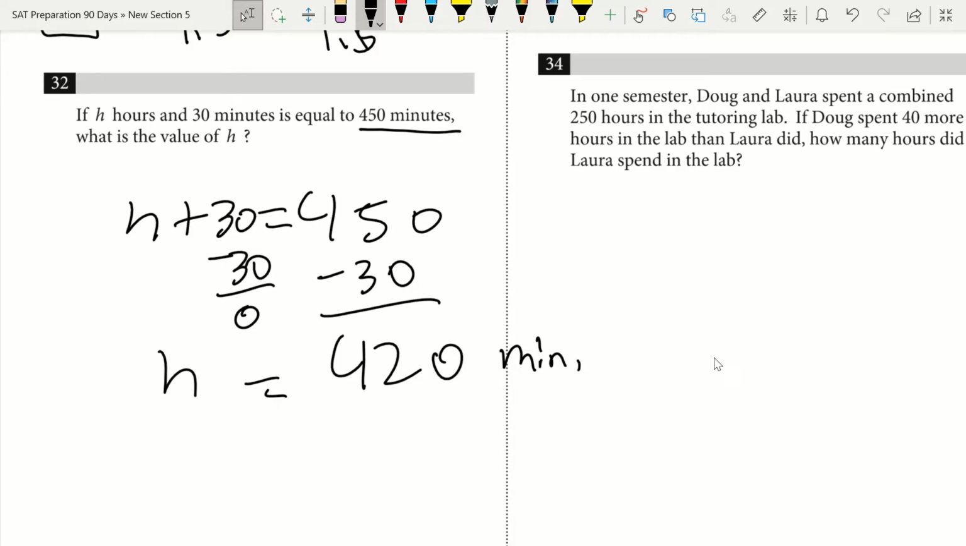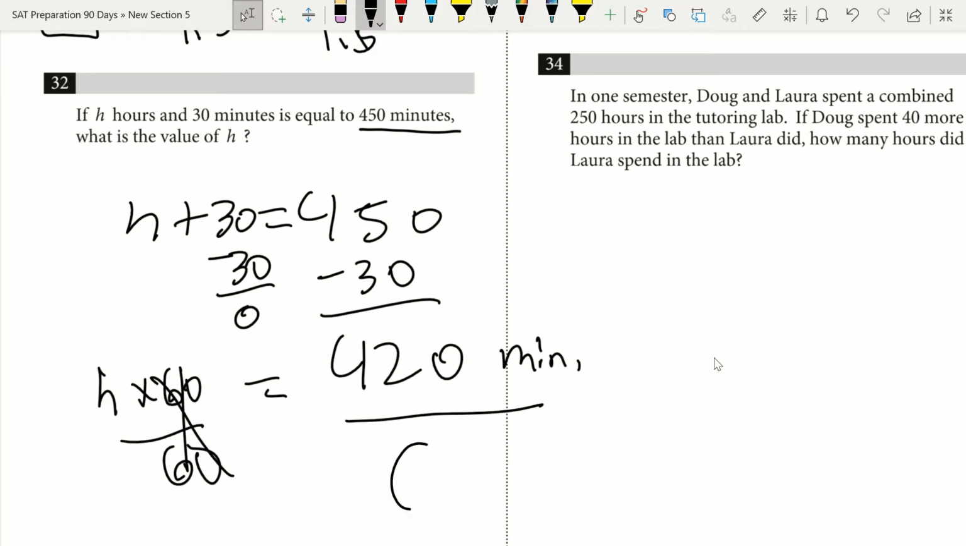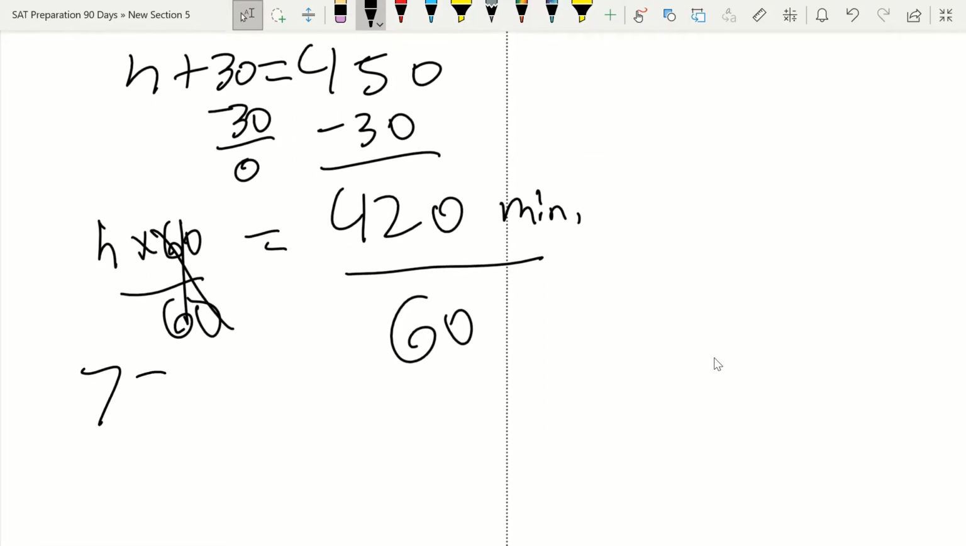Okay, well, we've got to keep in mind that our number of hours gets multiplied by 60 to get us to our minutes. So our number of hours times 60 gives us our number of minutes. Now we've got to divide each side by 60 to solve for our number of hours. So 420 over 60 is going to give us 7 hours. So 7 will be equal to our number of hours. 7 will be our answer there.